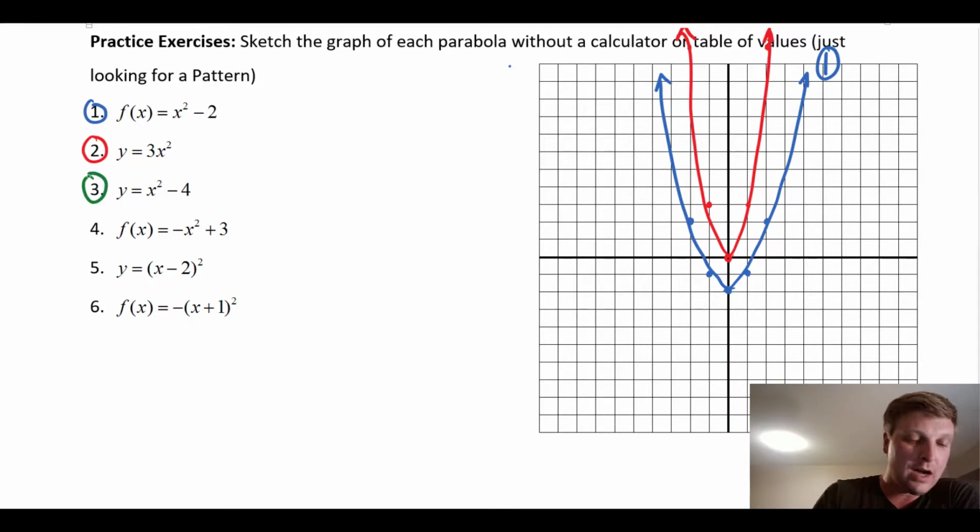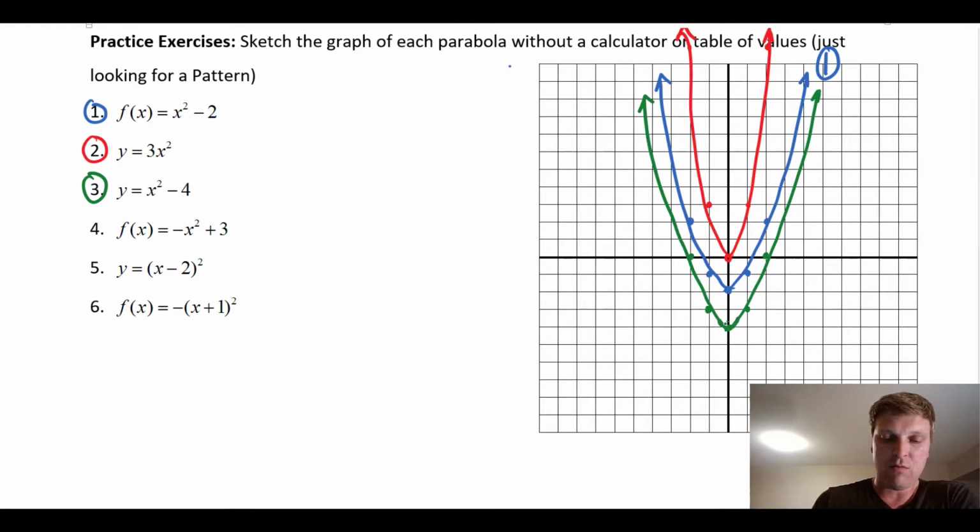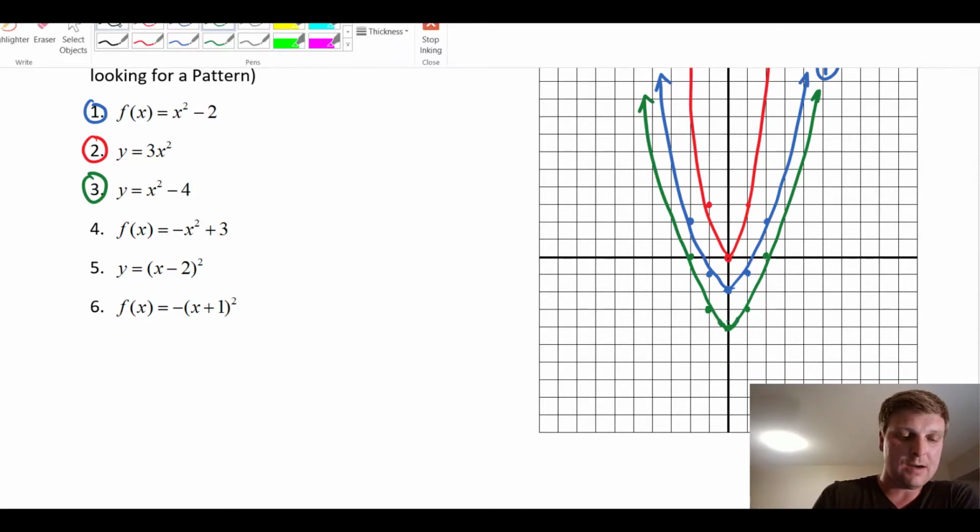So let's look at this one. y equals x squared minus 4. Well, that minus 4, again, is just going to shift things downwards. I'm not changing my steepness at all. So my vertex is just down 1, 2, 3, 4 spaces. And I'm going over 1, up 1, over 2, up 4, over 1, up 1, over 2, up 4, and then I fill it in. And I should have more of a rounded vertex point there, but it's kind of hard to do.